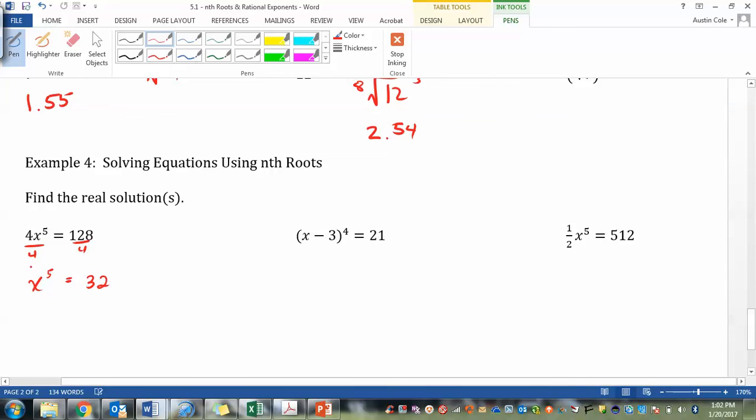Now, to get rid of x to the 5th, we need to do not the square root, but the 5th root. So what's the 5th root of 32? 2. Now here's the question, and you know how when we put the square root sign in ourselves, we have to think about plus or minus? That's kind of what it comes back to: we put the 5th root in ourselves. Do we have to worry about plus or minus here? No, because it's an odd root. So the answer here would just be 2.